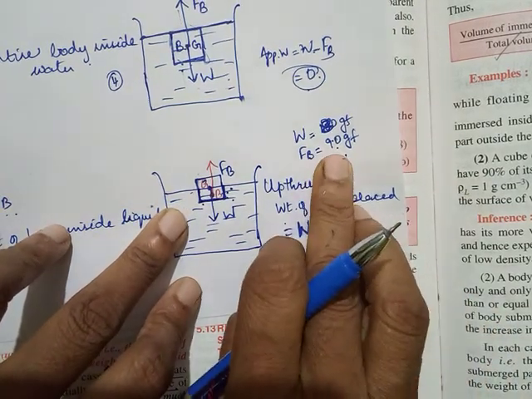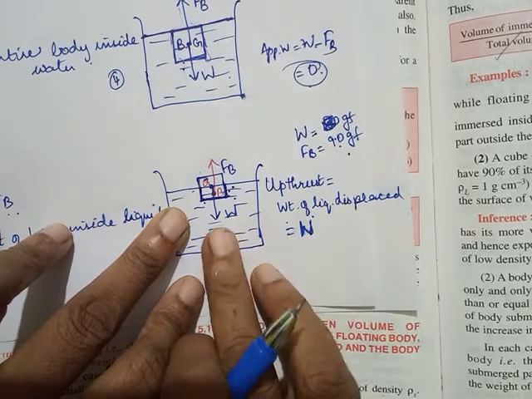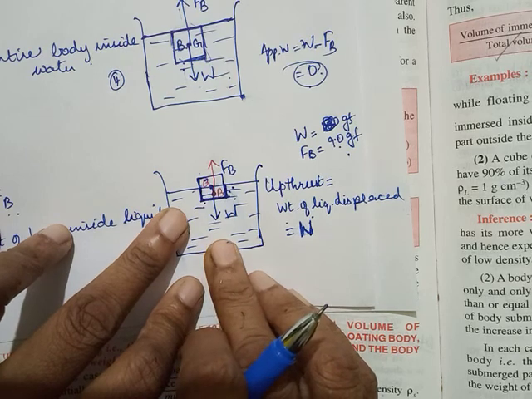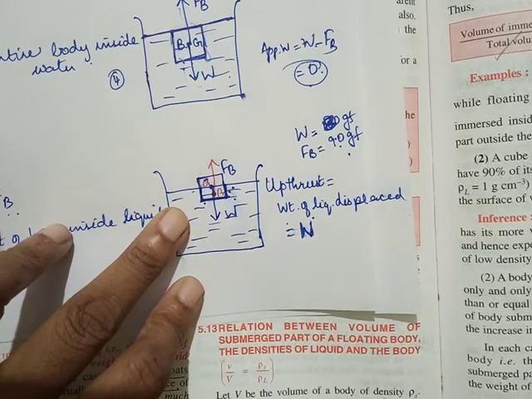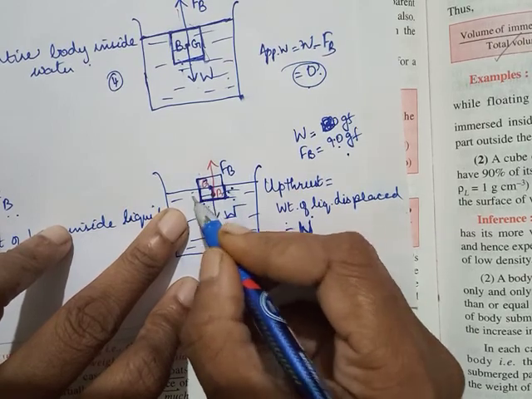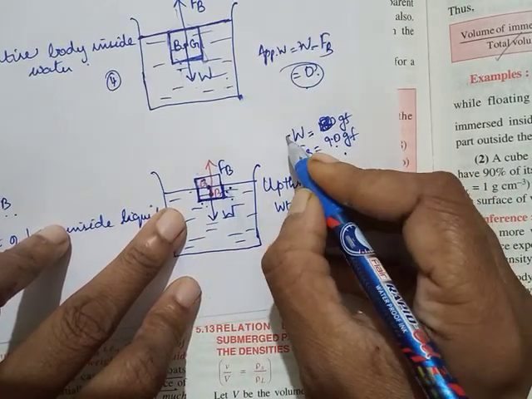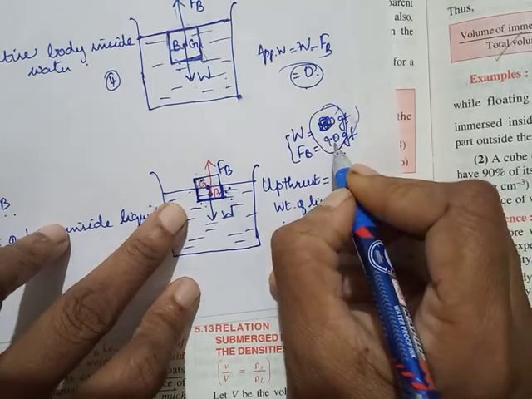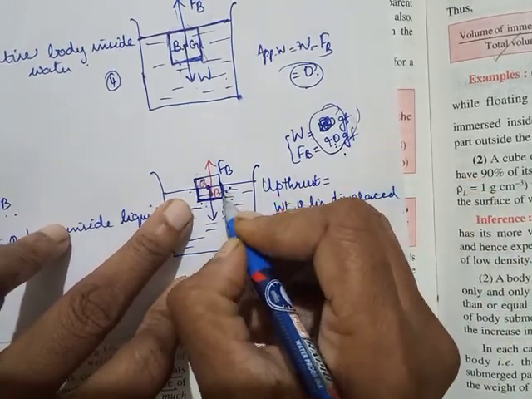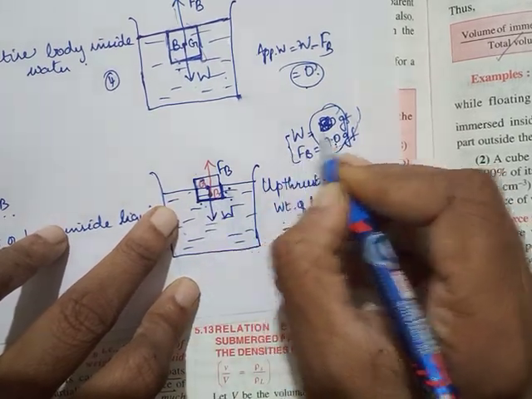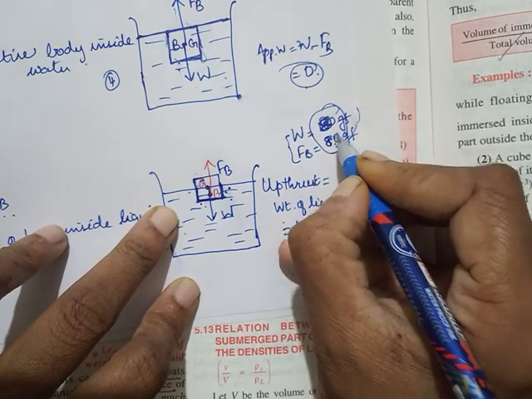When I say 90 gram force, that is the upthrust when the whole part is inside water. Now the whole part will not be inside water, so part of it has to be outside, part of it inside. How much will be inside is decided by the difference between these two. It will submerge to such an extent that the upthrust also becomes 80, since the weight is always 80.